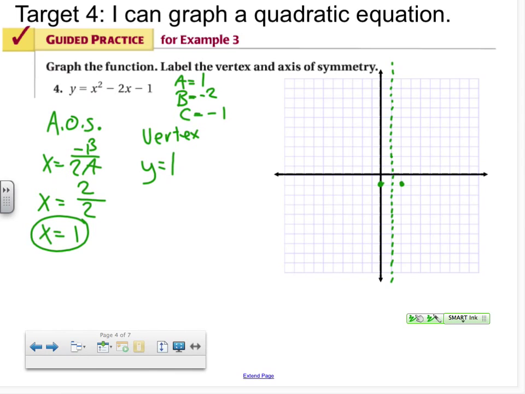1 squared is 1. 2 times 1 is 2. Minus 1. 1 minus 2 minus 1. 1 minus 2 is negative 1. Minus 1 more. Y equals negative 2. So my vertex is at 1, negative 2.